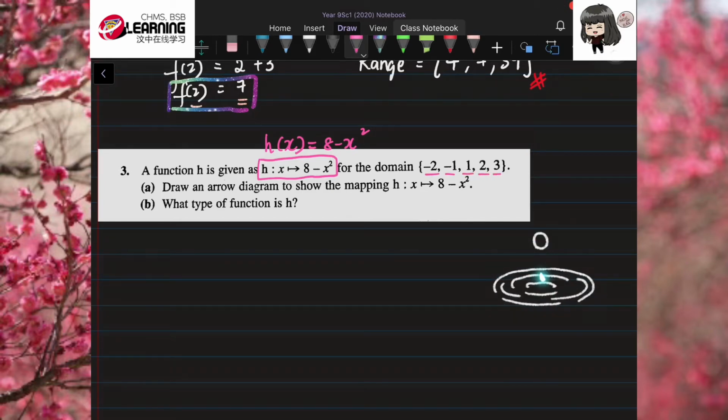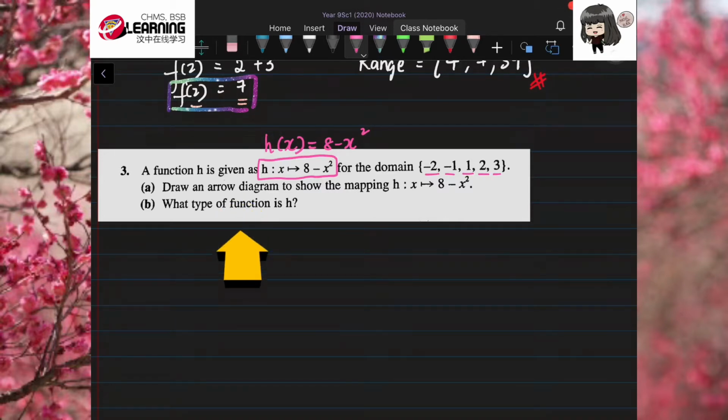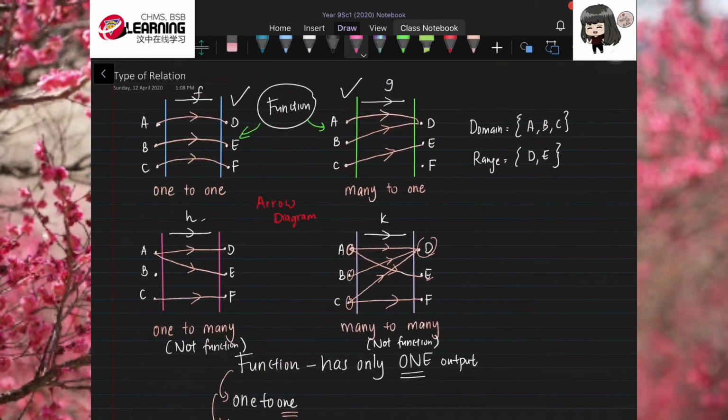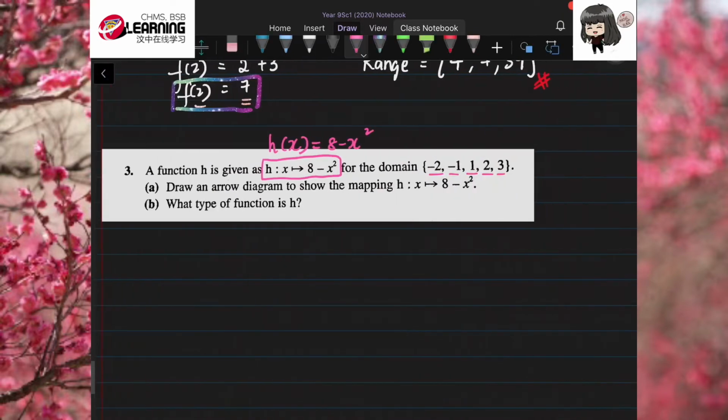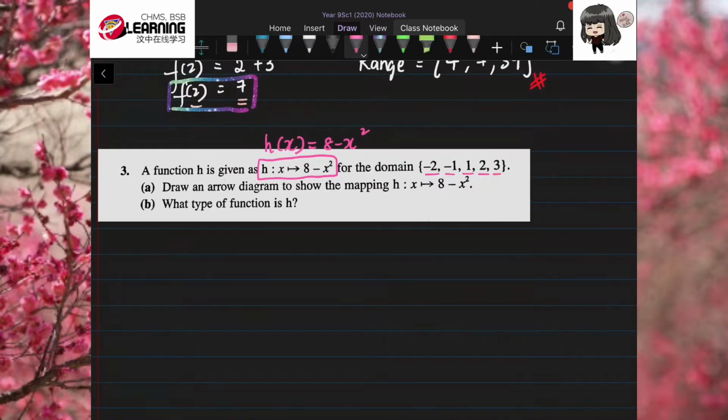The set of objects. We have 5 objects here, right? Draw an arrow diagram to show the mapping. We need to draw an arrow diagram. What is an arrow diagram again? An arrow diagram is something like this, with arrows, with your input on the left side and output on the right side. Left side is your objects, or we call inputs, and your right side is all your images. But in this question we are only given the domain, we are not given the range. We are only given a set of objects. These are your objects.